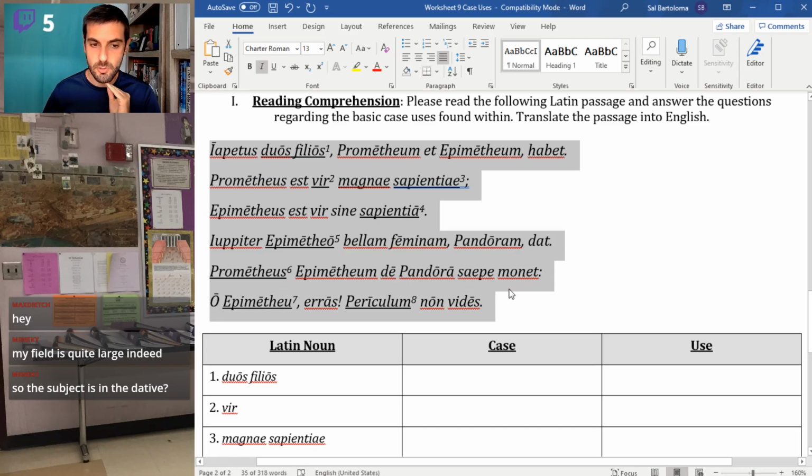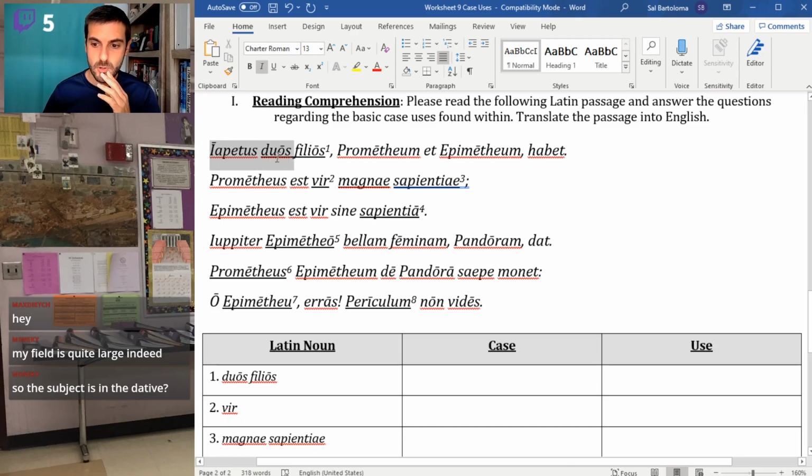passage. So first thing when we're attacking a sentence or we're attacking a passage or anything like that is try to read the entire sentence, right? So Iapetus duos filios Prometheum et Epimetheum habet. So clearly this is a story about some characters. I think that this name probably looks familiar to people. Prometheus, you might not know that he had a brother named Epimetheus. And their father's name was Iapetus.